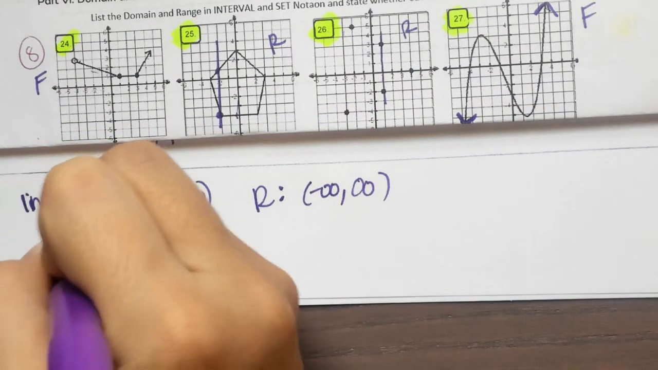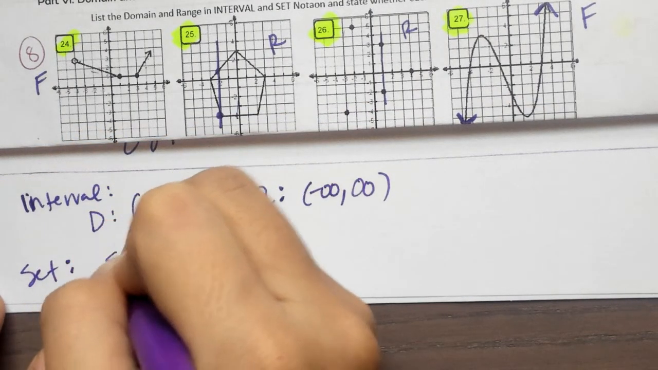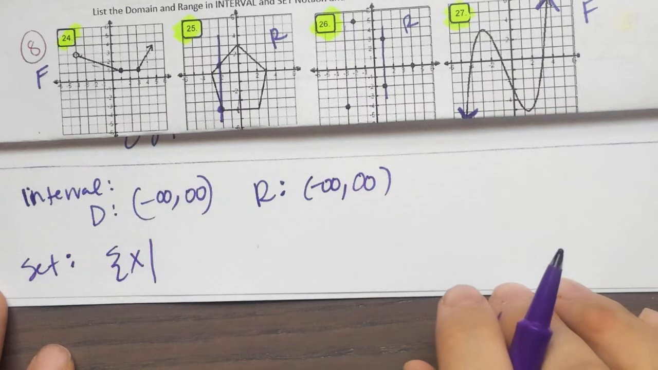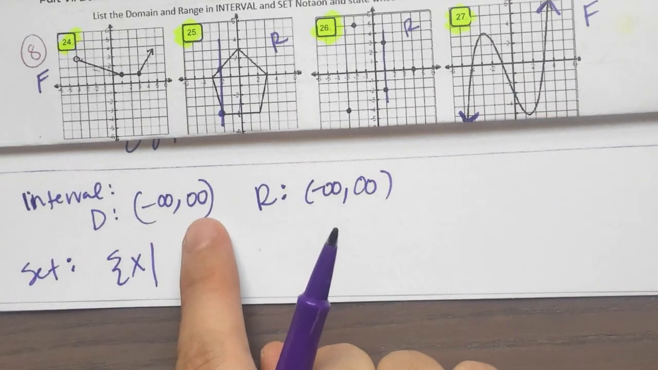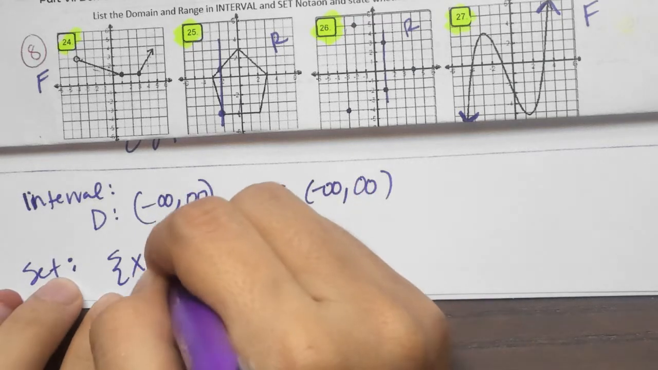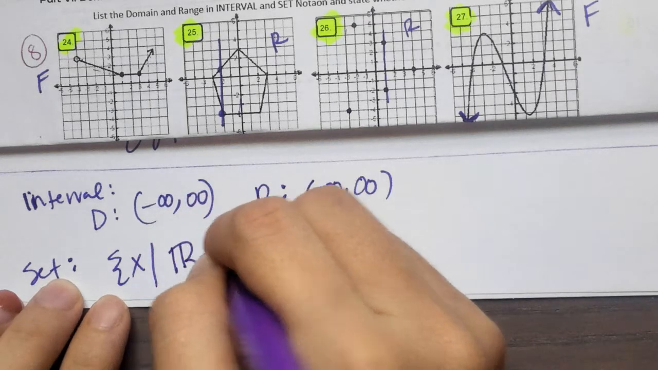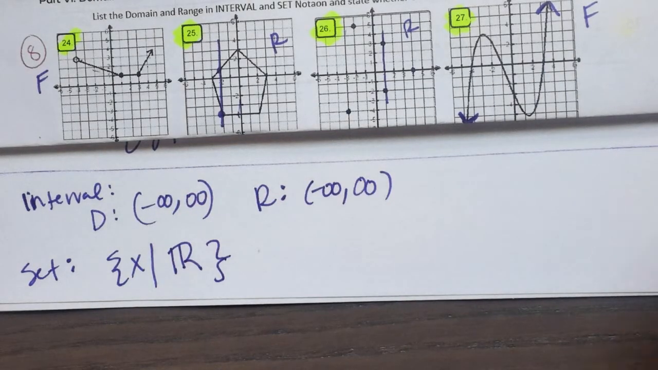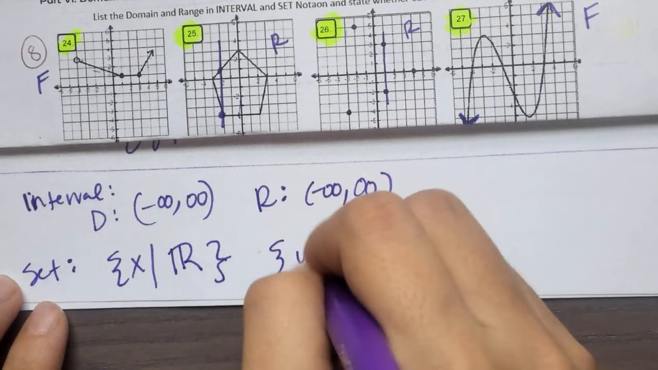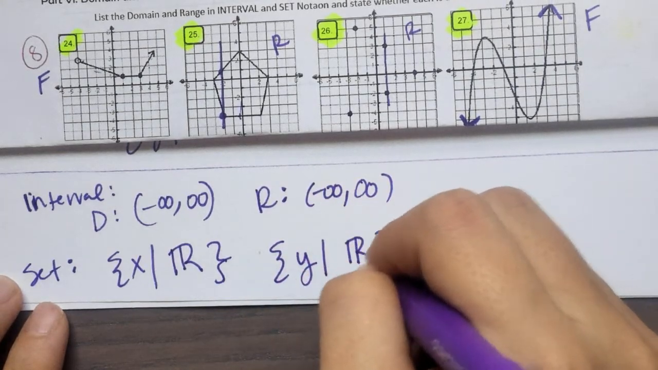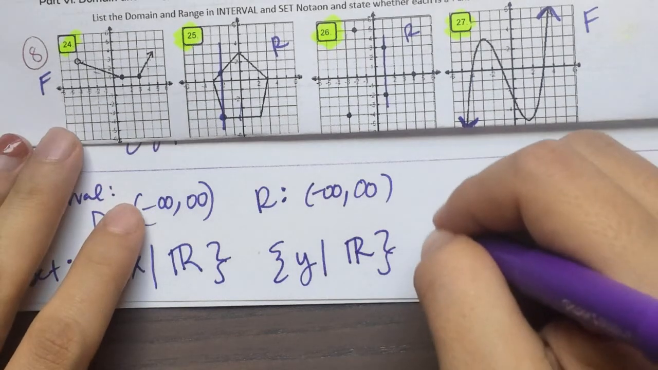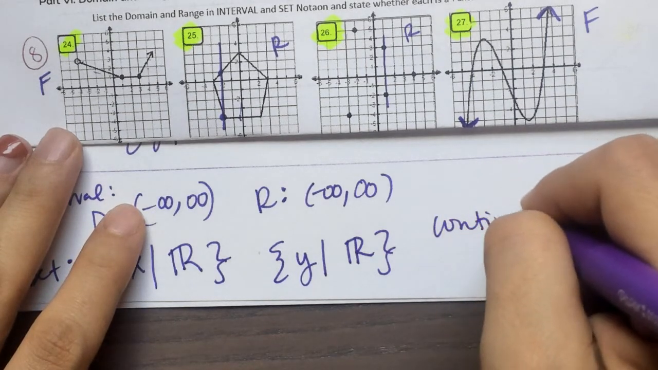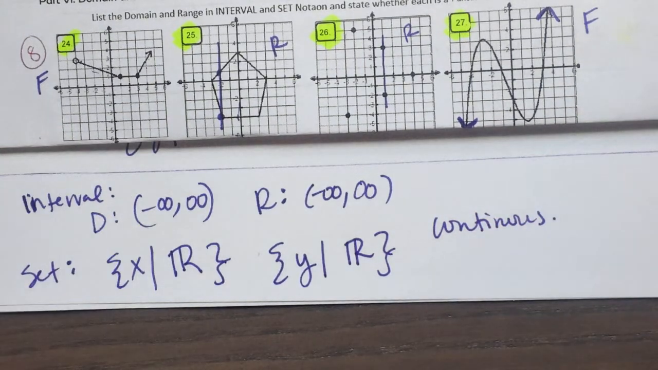Alright, so for set notation, it's going to be the same thing. I have X curly brace. Alright, all real numbers, guys, when you have negative infinity to positive infinity, how you do that is you just denote it with a fancy looking R, just like that. And I'm going to do the same thing for the Y. You're going to denote it with a fancy looking R. And this is continuous because it goes on forever, left and right with no breaks.